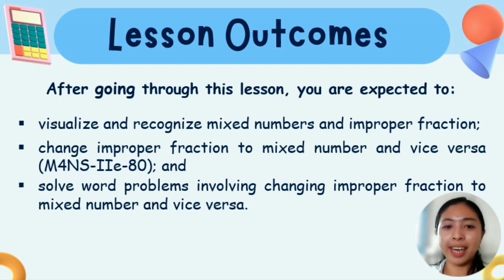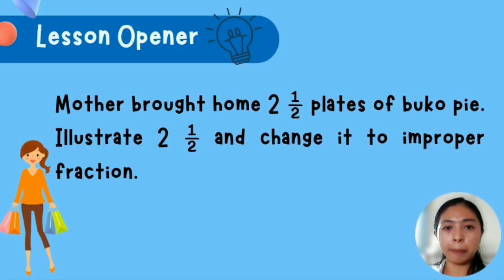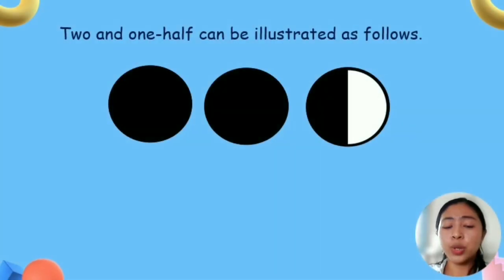Alright, let's begin. Let's read this word problem. Mother brought home 2 1/2 plates of buko pie. Illustrate 2 1/2 and change it to an improper fraction. 2 1/2 can be illustrated as follows. As you can see, there are two shaded circles and the other one is half shaded. This could be read as 2 1/2.